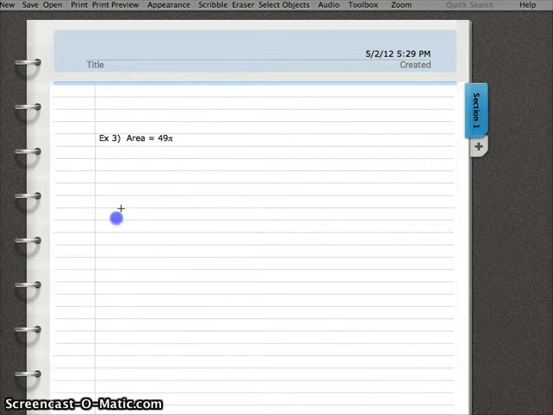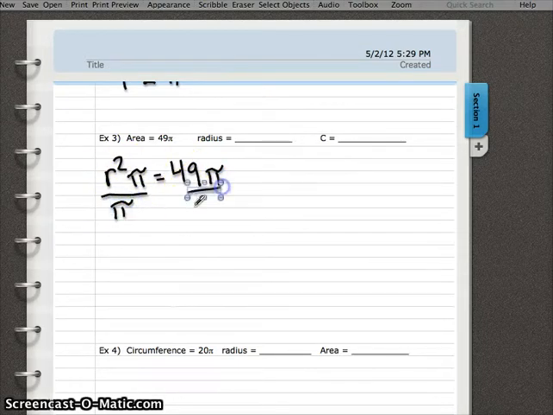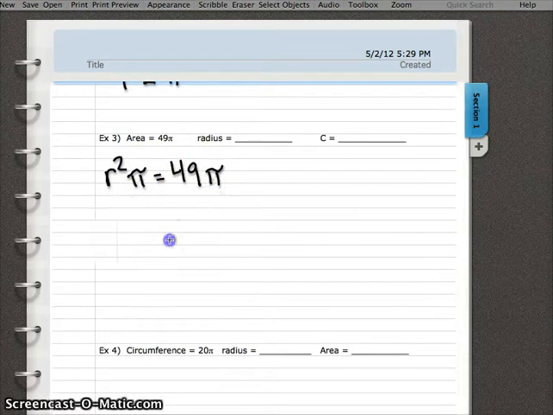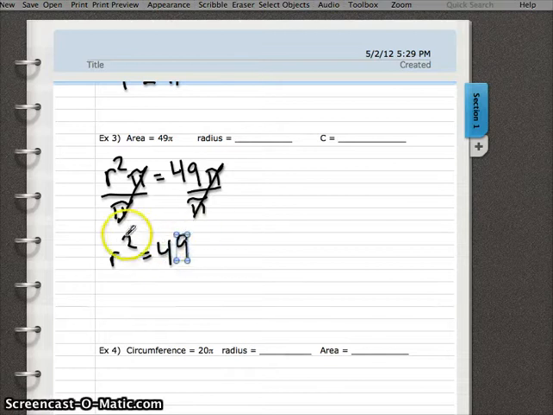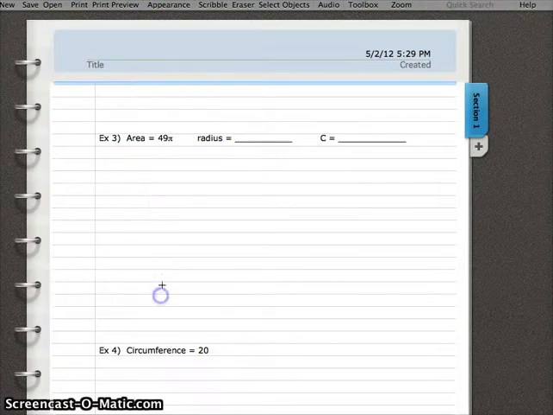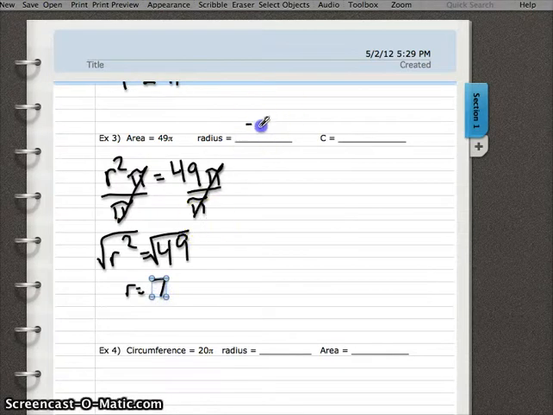Using a little bit of algebra here, if we divide both sides by pi, we can get rid of pi, because something divided by itself is 1. That leaves us with r squared equals 49. And then to get r by itself, undo that square by square rooting, and the square root of 49 is 7. So our radius is 7.